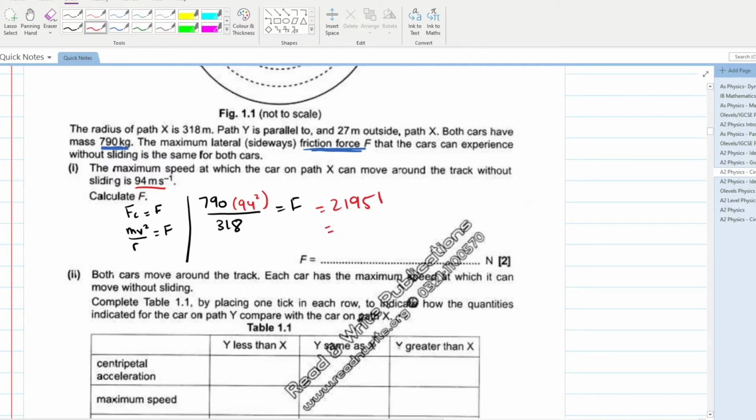21951. If I want to write it to 3 significant figures or 2 significant figures, it will become 22,000 Newton.